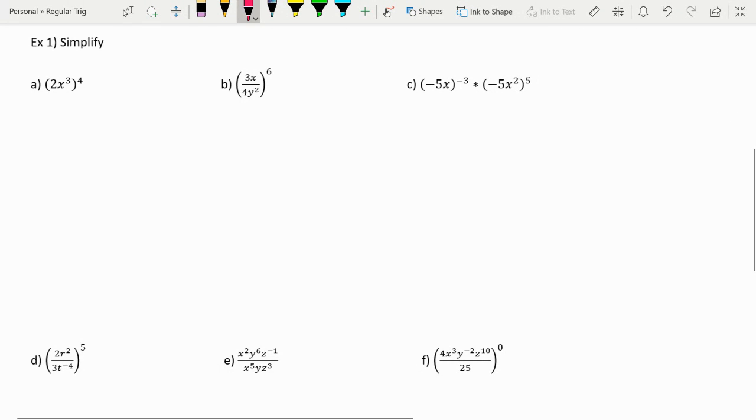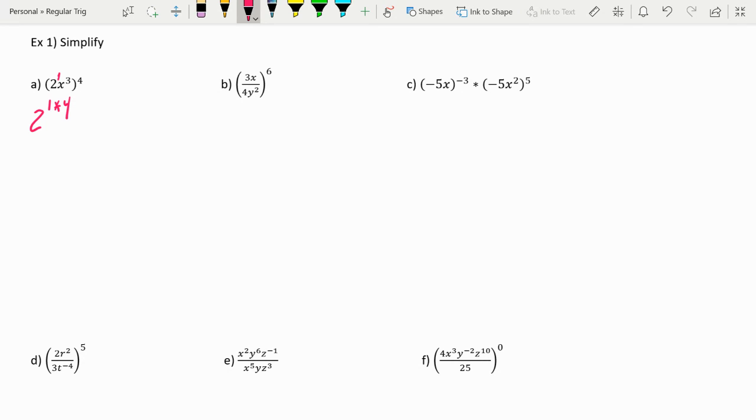So if we look at this first one, part A, I like to think about this as we're just having a power raised to a power. So 2, because it did not have an exponent. Remember, people in math are lazy. So I'm going to write that 1 in there. So what this one's going to be is 2 to the 1 times 4.